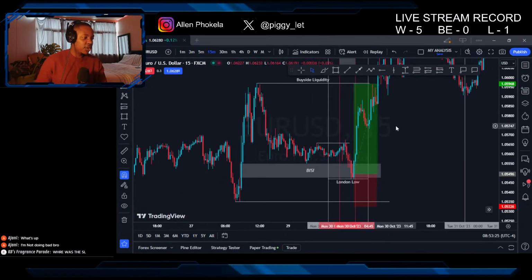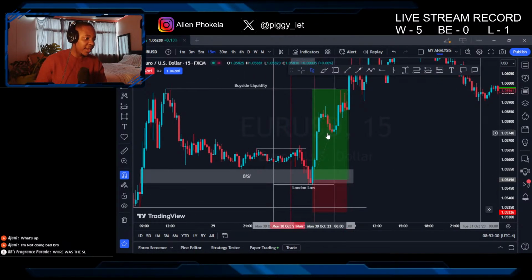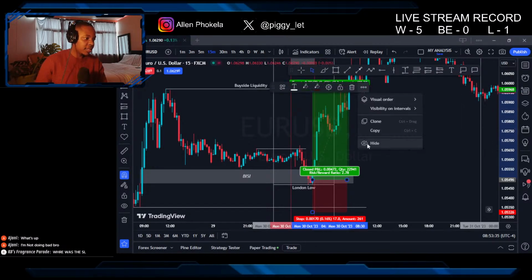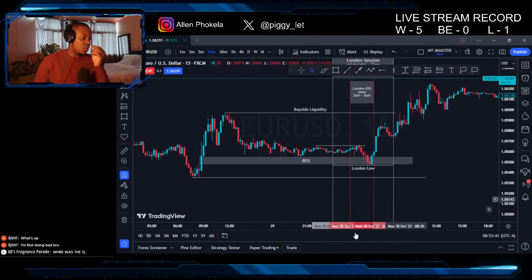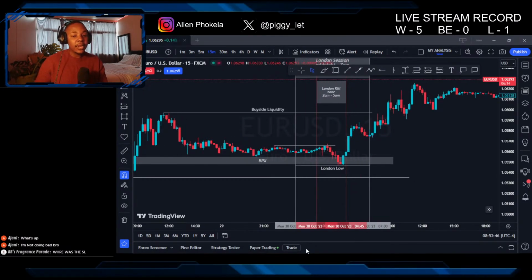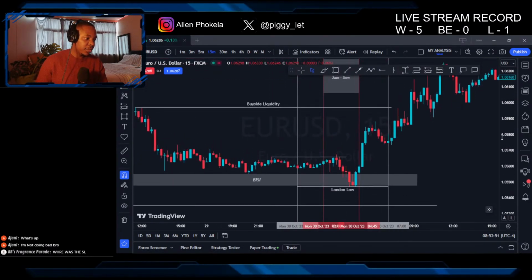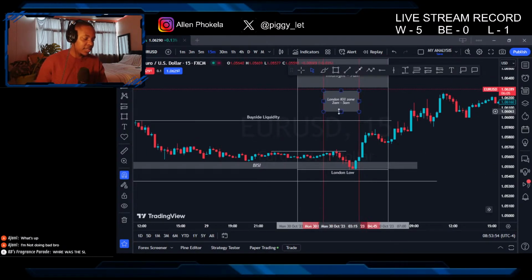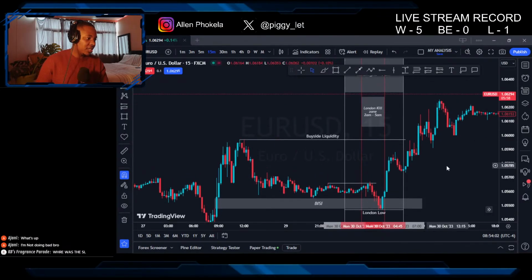So that's how I would trade the London kill zone, looking for entries in this red zone here, which is the London kill zone, from 2 a.m. to 5 a.m. That's the London silver bullet, as Michael calls it. The London silver bullet, which is the London kill zone, is the same thing, I like to believe so. So that's how I trade the London kill zone.